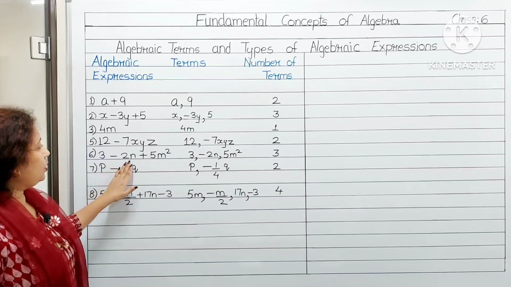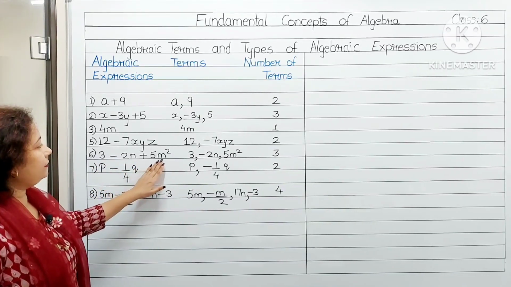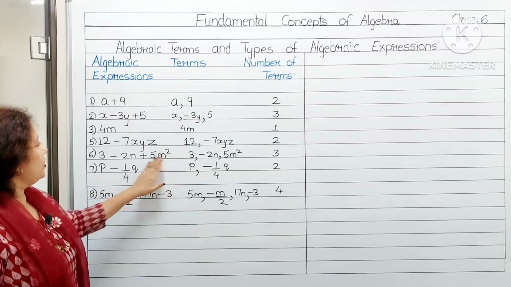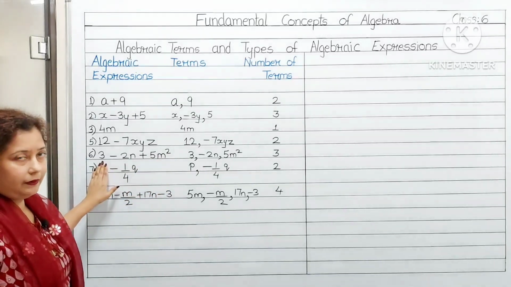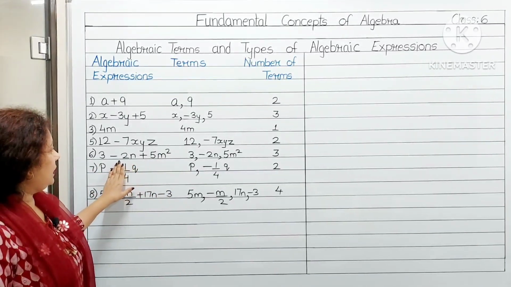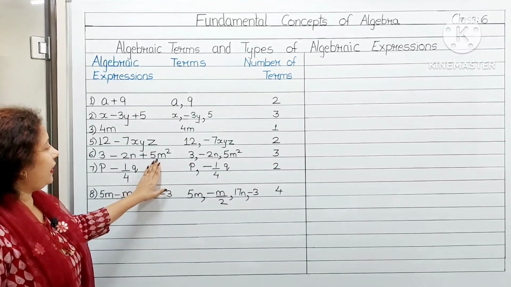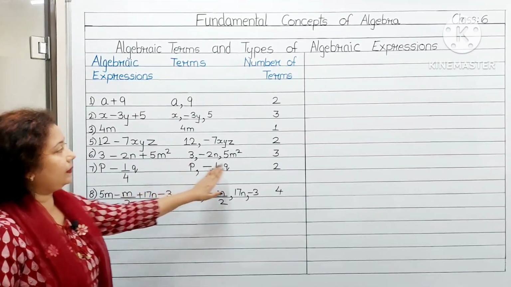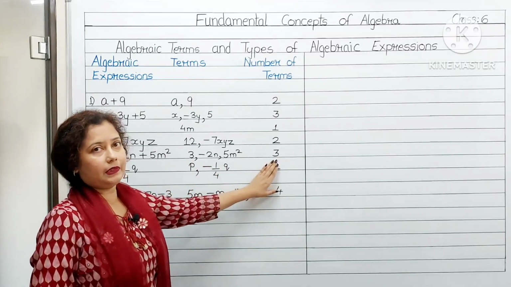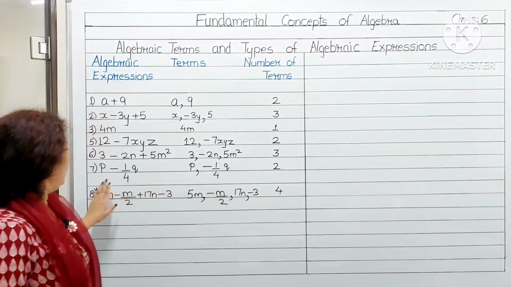3 minus 2n plus 5m square. So the first term is 3. Second term is minus 2n and the third term is 5m square. So that means total number of terms here are 3.